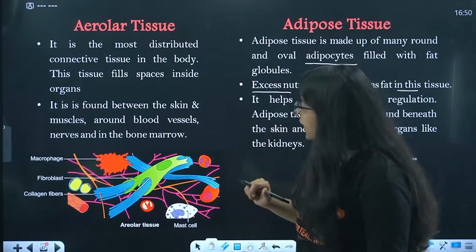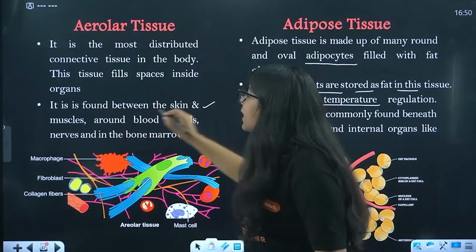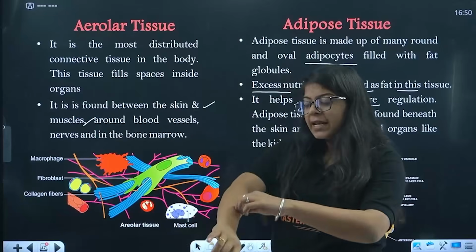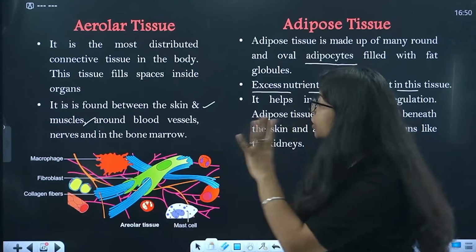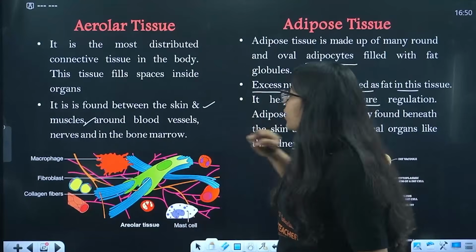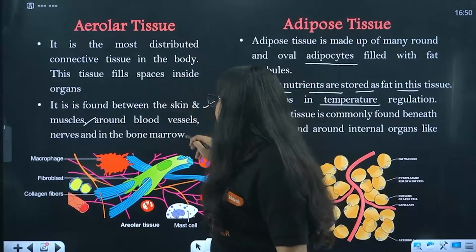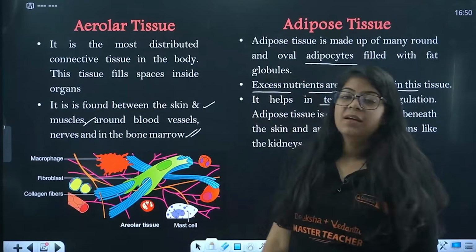Right? It is found between skin and muscles as well. The skin, and below that I have muscle, right? Between that there is a tissue called areolar tissue. It is also found around blood vessels, nerves and bone marrow.